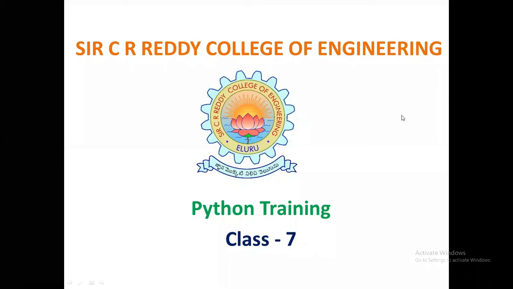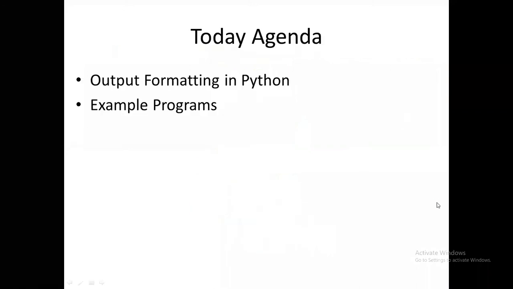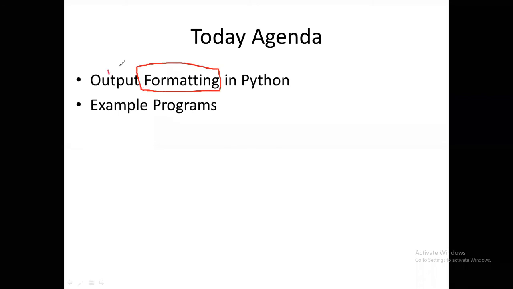In the previous class we discussed operators, precedence and associativity of operators. In today's class we are going to discuss output formatting. So what is formatting? I hope you all know Python. Output formatting is nothing but arrangement of output.